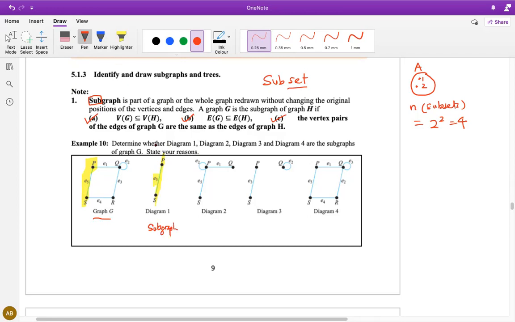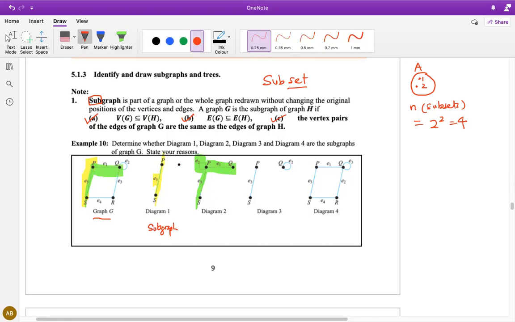Okay, so now we go to the next one, diagram 2. So diagram 2, I use a different one. So you can see here PQS, the relation PQ. So P with a loop E2. You see there is no loop here. Now you check here, the loop is in Q. So therefore, this is not a subgraph.